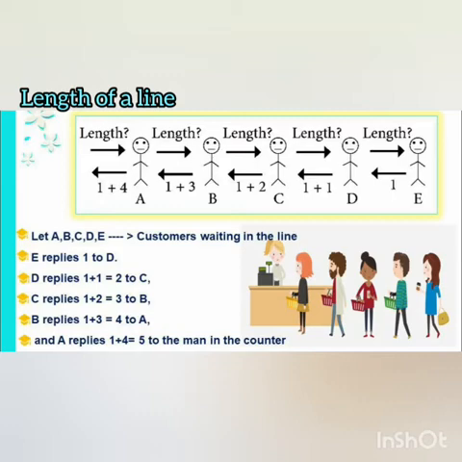Here the D person counts himself as 1, then he replies 1 plus 1 is equal to 2 to C, and C replies 1 plus 2 is equal to 3 to B. Then B replies 1 plus 3 is equal to 4 to A. Then A replies 1 plus 4 is equal to 5 to the counterman. So, this is the concept of recursion here.